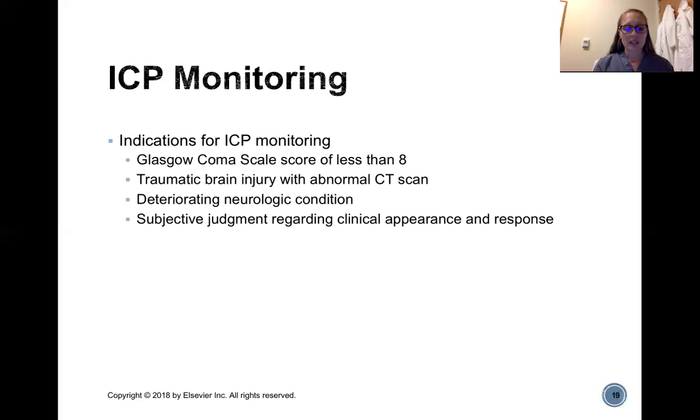It's typically done via catheters that are placed in the ventricle. There can be a catheter placed in the epidural space, but it's typically a catheter placed in the ventricle in the brain. That's going to tell us what the pressure is. We'll have it hooked up to a machine that will give us constant information. However, from a charting perspective, it's going to be every 15 minutes to every 2 hours, again, depending on the condition of the patient.